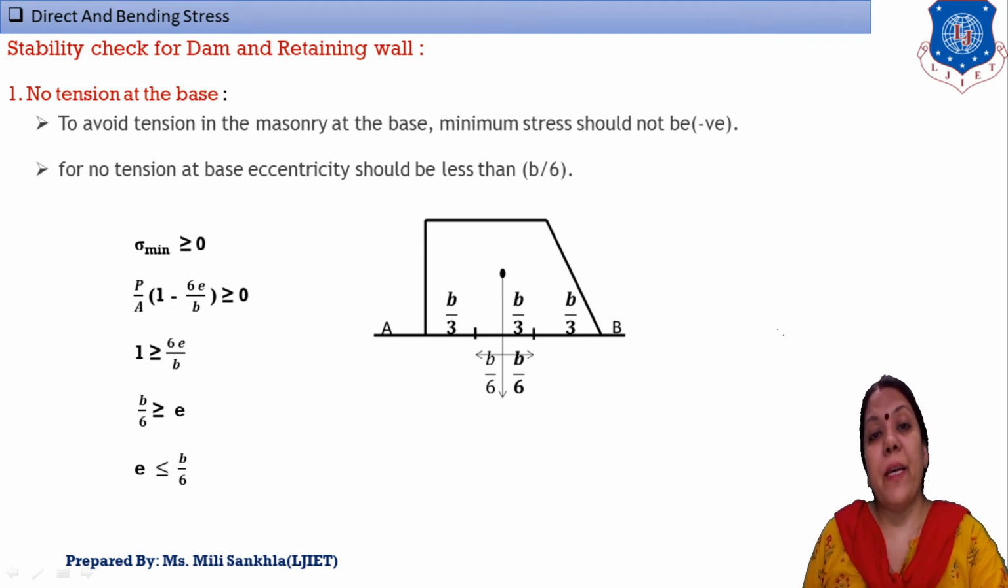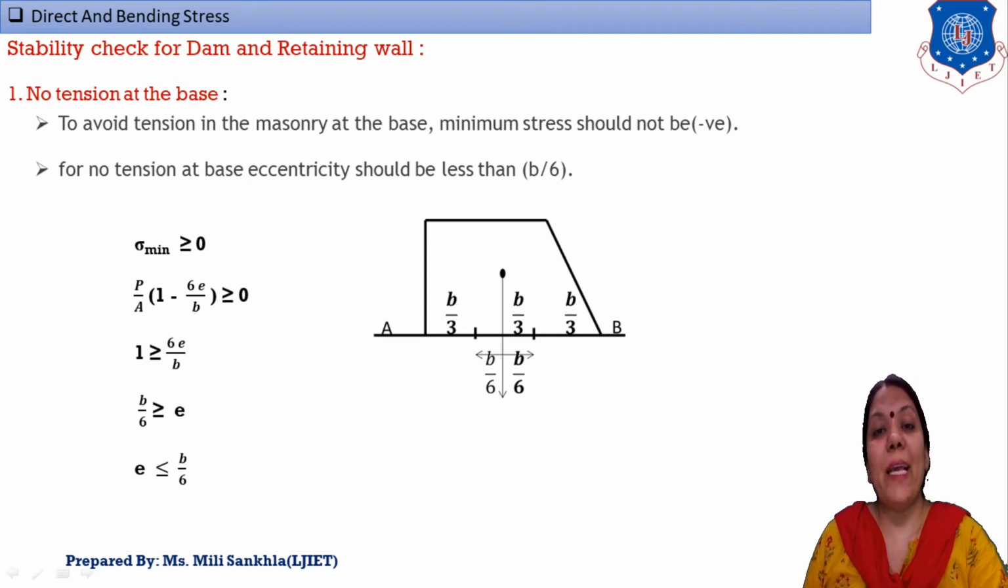This relation simply says that if our eccentricity is less than or equal to B by 6, that is the sixth portion of the bottom width, then our dam and retaining wall is safe against these tension forces. For that, here I take a side section of the pier. AB is the base, and the bottom width B is divided into 3 parts, B by 3, B by 3 and B by 3, and the self weight of the dam acts in the downward direction. This is half of the distance B by 3, that is B by 6. From this figure we learn one rule, that is the middle third rule.